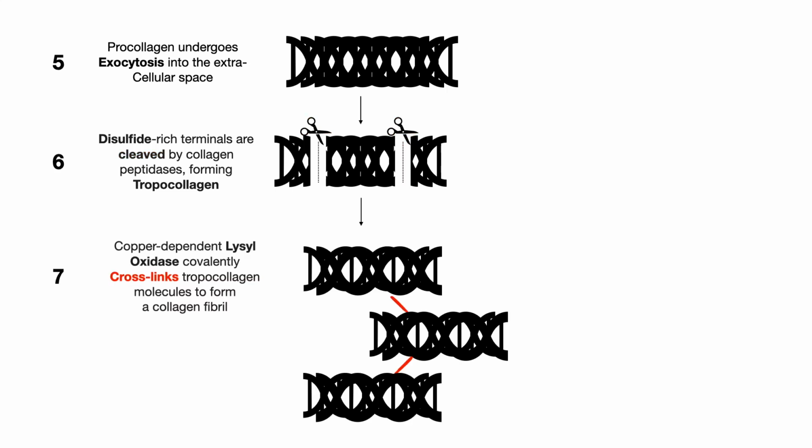And then finally, the last step is that you have an enzyme called lysyl oxidase, which depends on copper, and it covalently cross-links all of the tropocollagens that were just made in step number 6. And when it does that, it forms collagen fibrils. So it establishes these covalent bonds, cross-linking all of those middle chunks of tropocollagen from step 6, and it cross-links them into collagen fibrils.